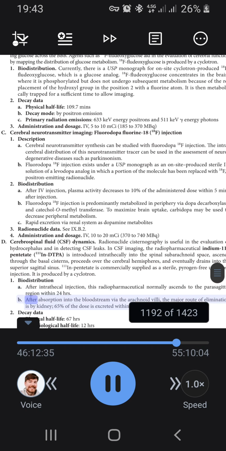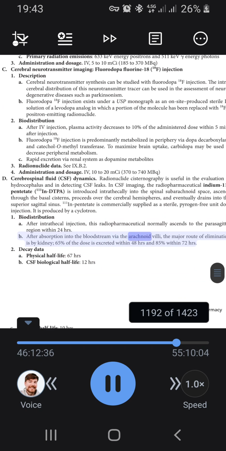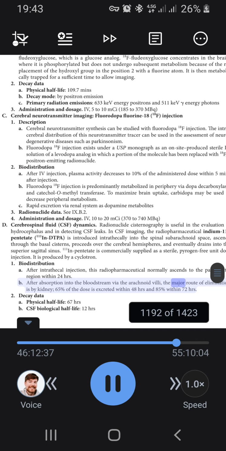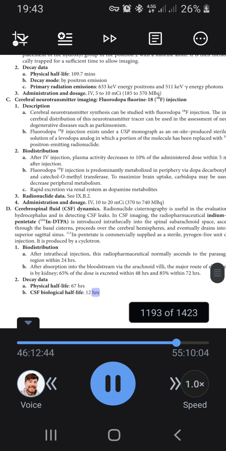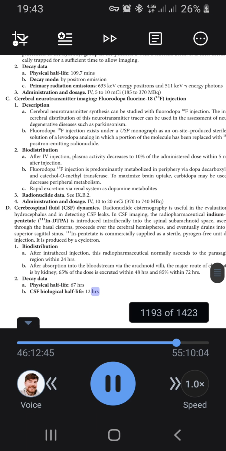B. After absorption into the bloodstream via the arachnoid villi, the major route of elimination is by kidney. 65% of the dose is excreted within 48 hours and 85% within 72 hours. 2. Decay data. A. Physical half-life, 67 hours. B. CSF biological half-life, 12 hours. C. Effective half-life, 10 hours.